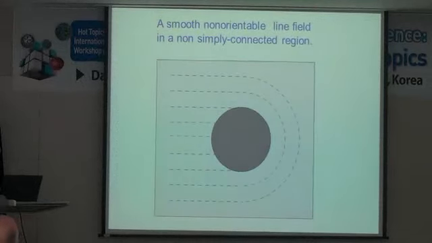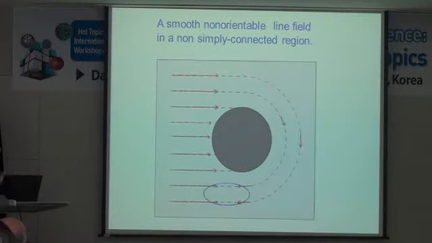Now, here's a worrying example. Here's a smooth line field that's not orientable. This is on a non-simply connected region. So either think of it in two dimensions, or three dimensions outside this cylinder. The line field has to be tangent to these dotted lines. So let's try to orient it. To the left here, we only have two choices: either the arrows go all to the right or all to the left. And then by this little result I just mentioned, let's suppose they go all to the right.